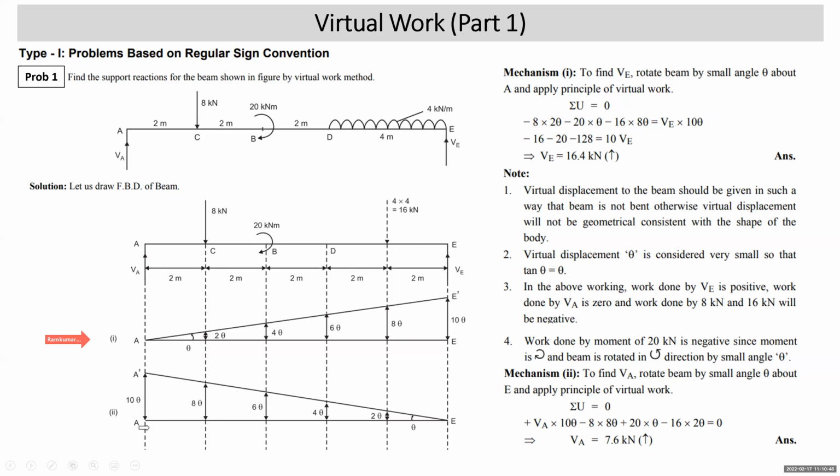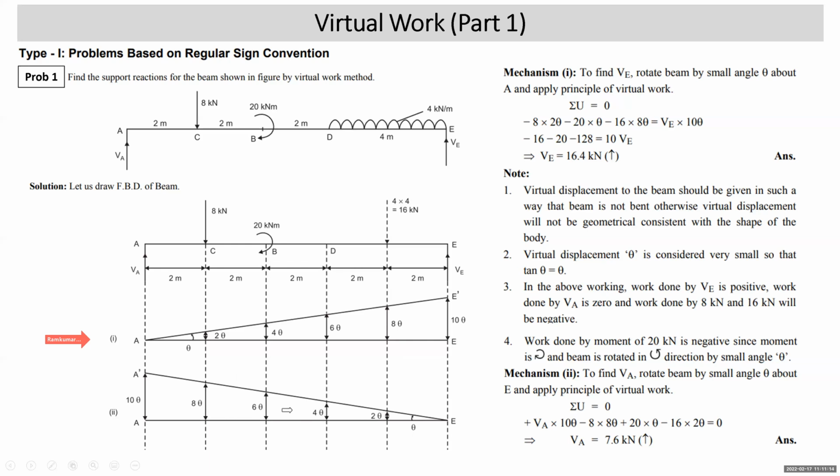Now to find VA, we will rotate the beam about E by a small angle theta in the clockwise direction in such a way that VE will not do work, VA will do positive work, 8 kilonewton will do negative work, and 16 kilonewton will do negative work. As the beam is rotated about E by small angle theta, at 2 meters away, the virtual displacement of the point where 16 kilonewton is acting is 2 theta.